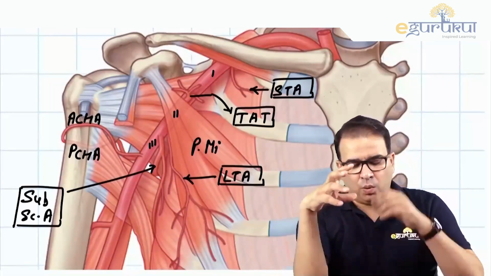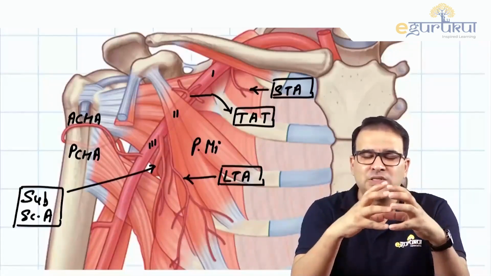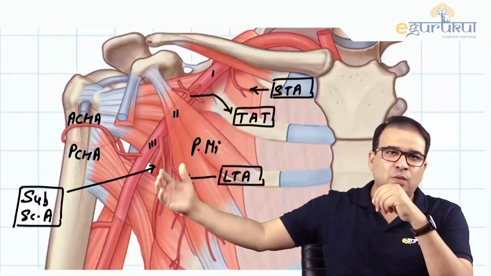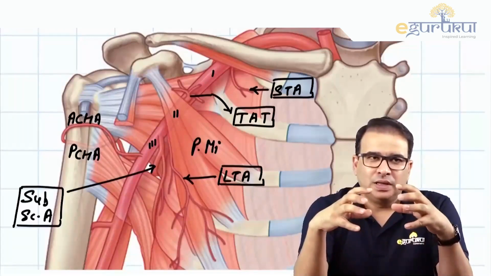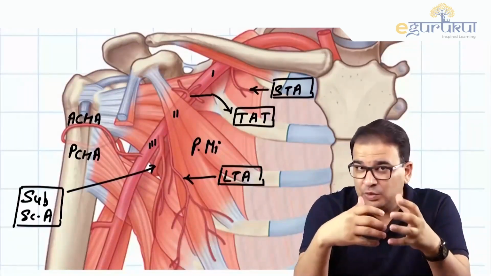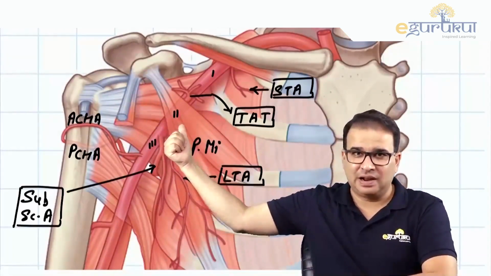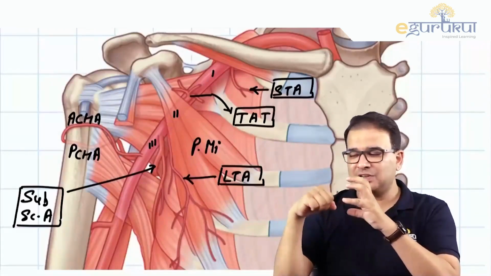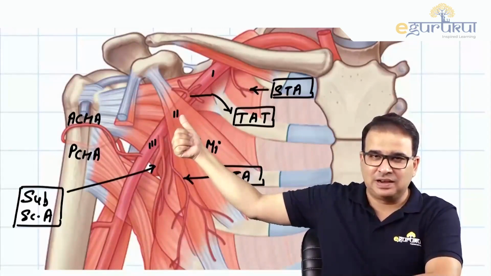Okay, now why is this topic so important, the axillary artery and its branches? Because the axillary artery is crossing one very major joint, that is the shoulder joint. So in case of dislocation of the shoulder, there are very good chances that the head of the humerus will come forward and compress the second part of the axillary artery.